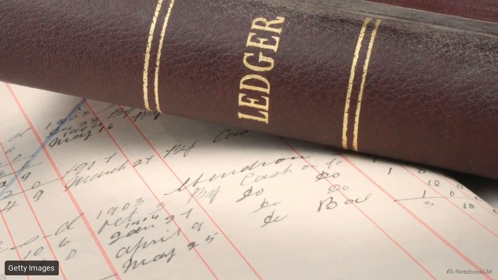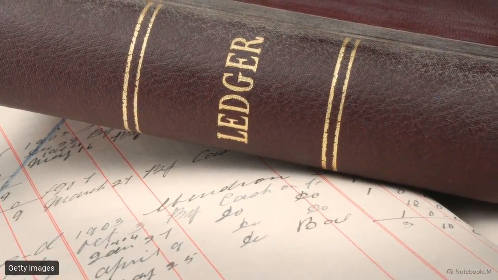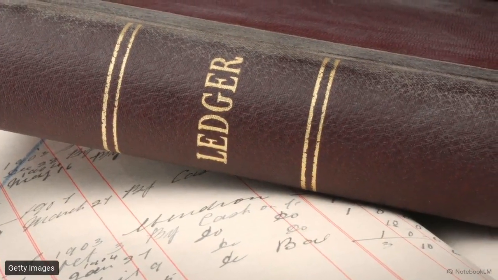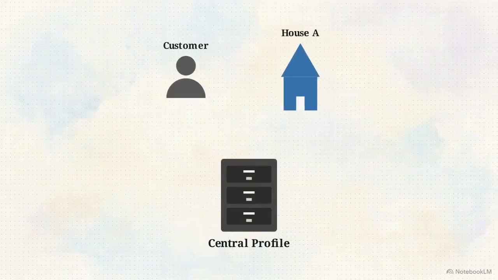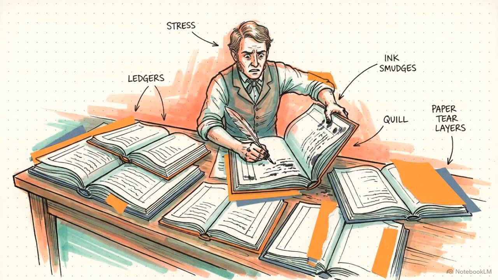For about 3 centuries, global commerce operated exactly like a flat file, but on physical paper. These bound ledgers were the original databases. Paper ledgers created a massive crisis of redundancy. If a customer moved to a new house, a clerk couldn't just update a central profile. They had to physically hunt down and rewrite that address across 50 different books, wherever that person's name appeared.